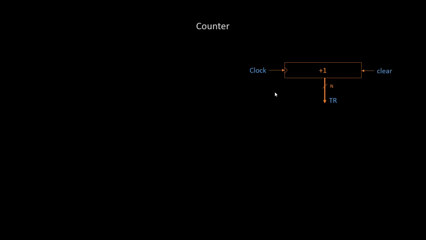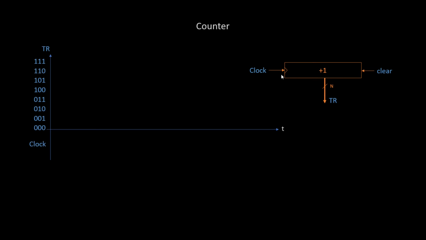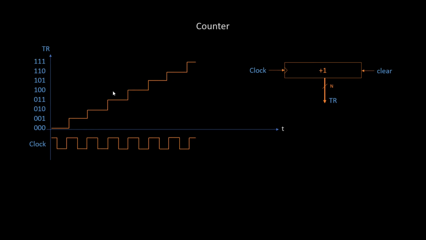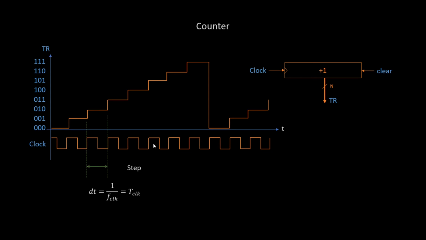The counter itself is a counting register, so whenever there is a rising edge, it will count +1. So in a simple example like this, when we count from 0 to 7, there will be a form of a stairway every time there is a rising edge. So the size or the time of the step here is exactly the same size as the period of the clock, which is the inverse of the frequency.